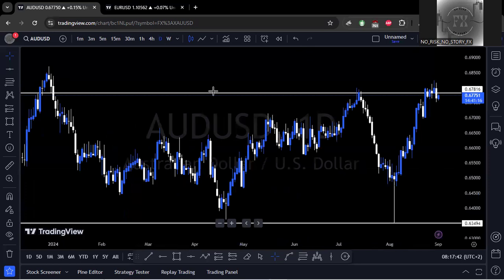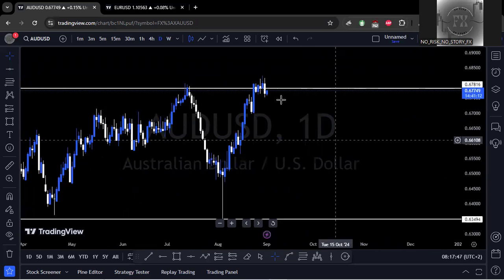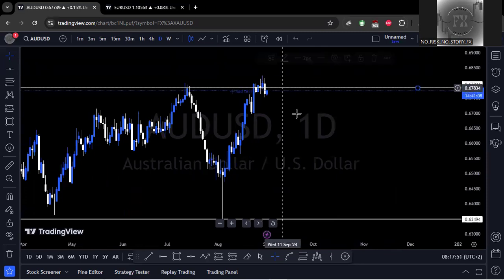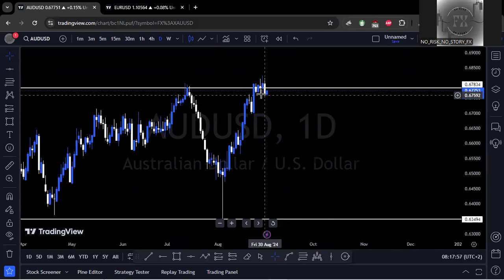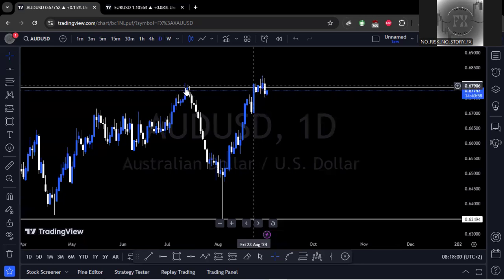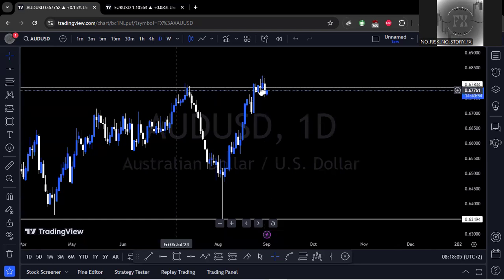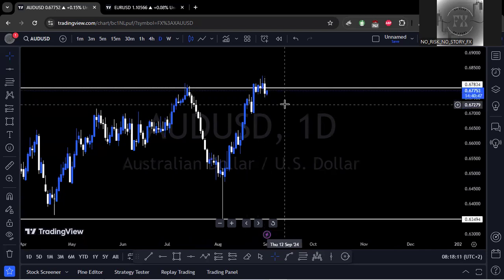And if I go to my daily time frame, I can see that we closed below this previous structure point here. Like last week, we closed below this previous structure point, which might be a signal that the market might be reversing from this particular point here. So yeah, guys.